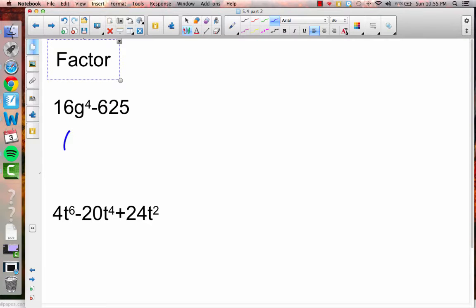So we know that 16 can be written as a 4 and a 4. And then g to the fourth can be split so that there's two g's, so g squared and g squared. And then the last part is figuring out, well, what's the square root of 625? Well, that's 25. So we'd have 25 and 25. And because it's a difference of squares, we have a plus and a minus. And then you have to keep going. If you see any other difference of squares, you have to reduce it as well. Remember, difference means subtraction.